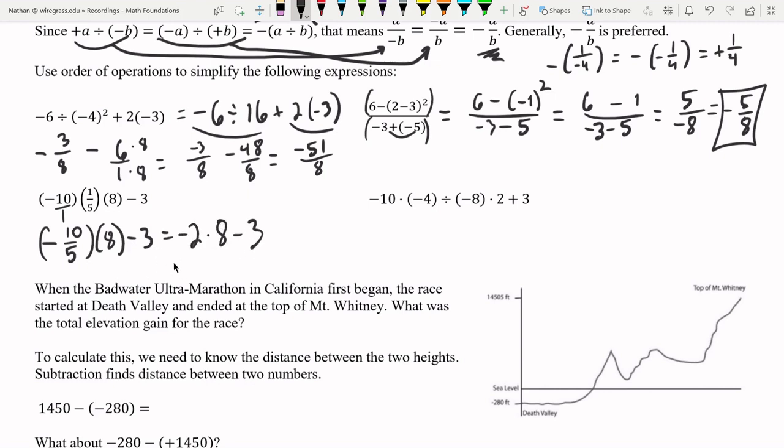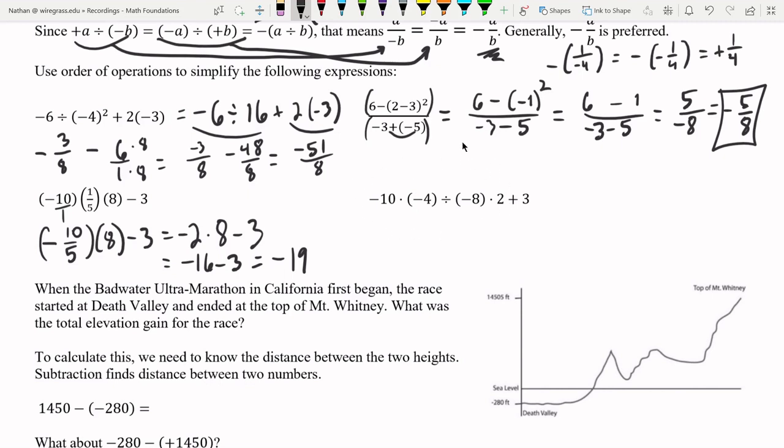I'm just going to drop the parentheses there because I don't need them to clarify anything. Negative times positive is negative. It's going to be negative 16 minus 3. And of course, negative 16 minus 3 is negative 19. They're both negative. They're going to add up. You start at negative 16. You go left 3 more units. So negative 17, negative 18, negative 19 is the solution there.